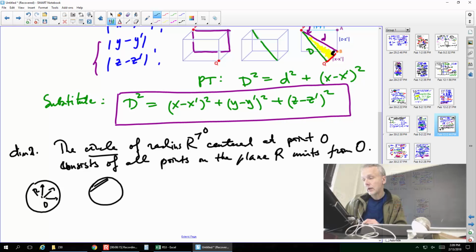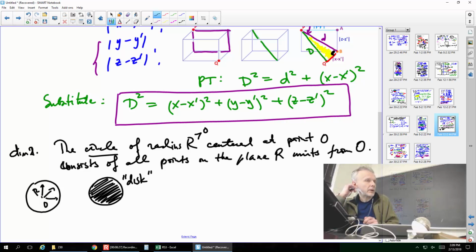If it includes everything inside, we would rather call it a disk. Circle on the left and disk on the right. So if we're talking about the area of the circle, we're actually talking about the area of the disk. A curve does not have any area in itself. It might enclose area, and that is the relation between the circle and the disk. Now what happens in dimension 3?